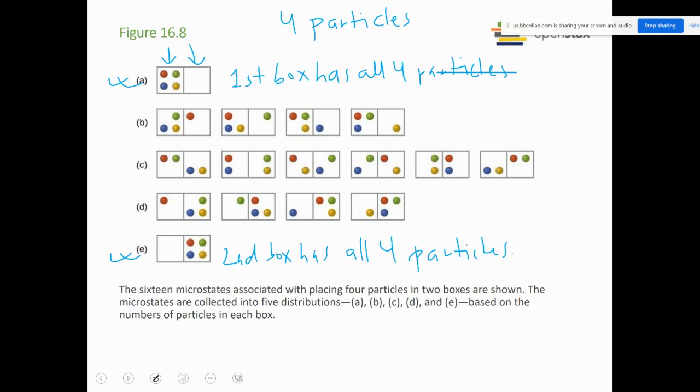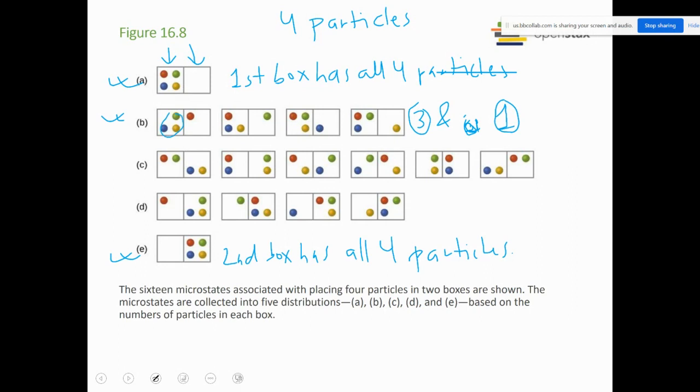If you look at scenario B, what I'm doing is putting three particles in the first box and one particle in the second box. That's why I'm going to start calling that 3 and 1. Again, three particles in the first box, one particle in the second box. And look at that.